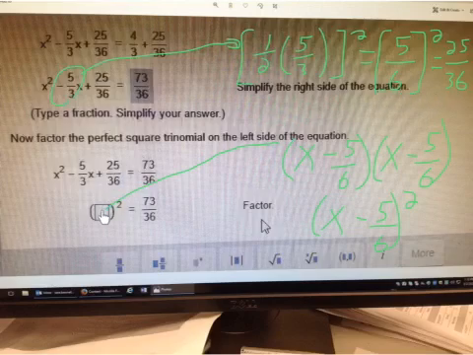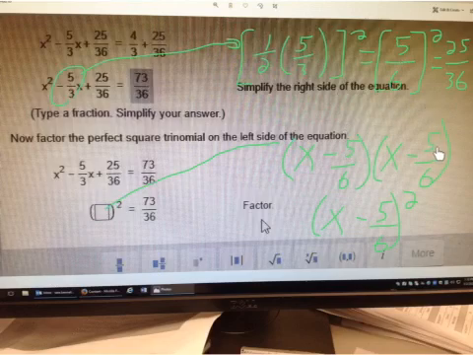So again, you're asking how do you factor that? Well, it's always going to be x, and that'll give you the sign, minus whatever half of that coefficient up here will be right here. Hope that helps.